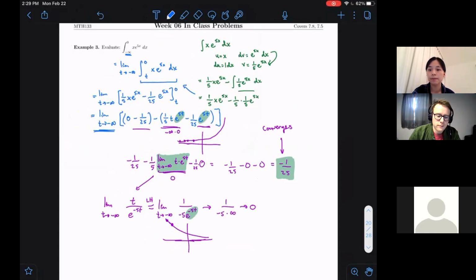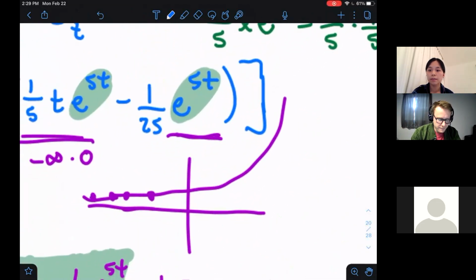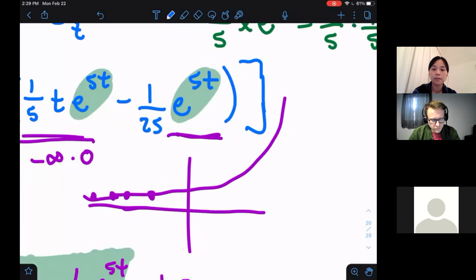Hi, can you hear me? Yeah, sure can. All right. So can you explain how you transferred from the graph you drew on there, where you highlighted those 2 portions of e to the power of 5t? Can you explain that part real quick again?